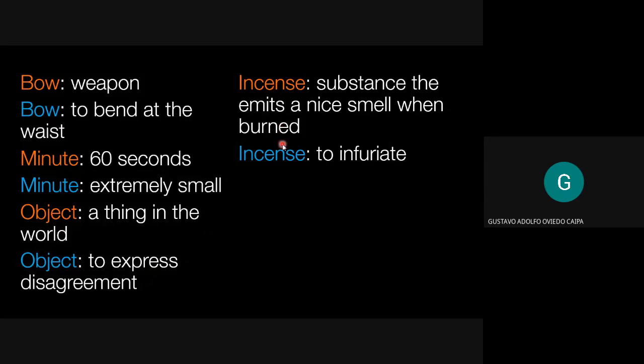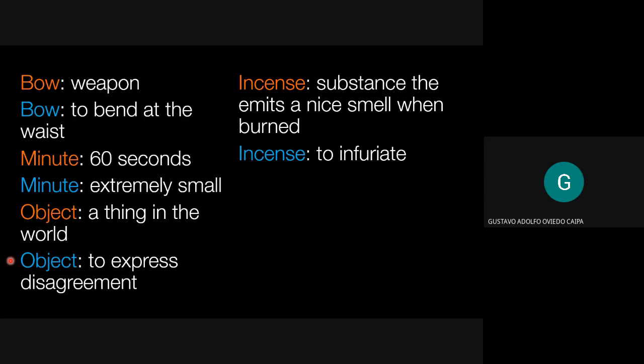And these two words also, the substance that you light up to create some nice smells, that will be incense, right? Incense. But there is another meaning of the same written word, but you pronounce it very differently. You change the stress and you say incense. And when you incense something, you cause something or someone to become very angry. So those are the meanings of those words. So remember: bow and bow, minute and minute, object and object, incense and incense. Those meanings are different in their pronunciation, but they are the same in the way you write them. That makes them, for some linguists, homographs.